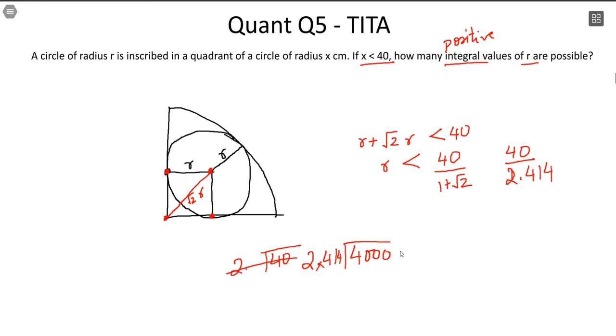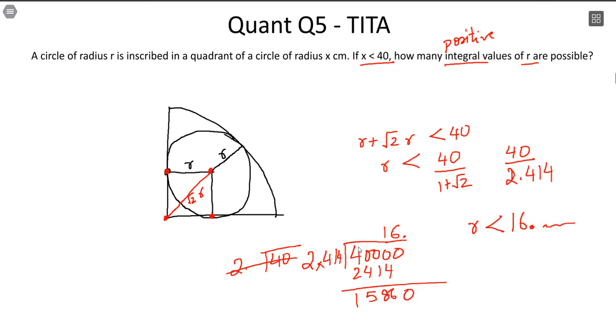40 was already there. 3 places I've moved, so 2 now. Okay. So 1, 2, 4, 1, 4. Then I get 86 here. 15860. Can I go 7? 20 into 7 is 140. 4 into 7 is 280. So that will reach 1680. So no. 16 point something I will reach. R is less than 16 point something.